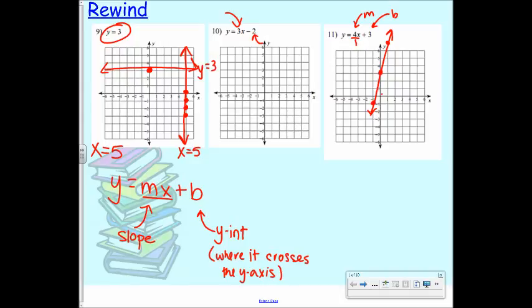Okay, so that's slope-intercept form. That's what we talked about yesterday. Today we're going to talk about another form of an equation of a line. And the reason that we have two is because sometimes it's easier to do one, sometimes it's easier to do the other. They both identify a line. So what we're talking about today is point-slope form.